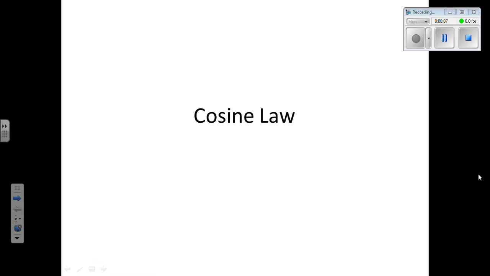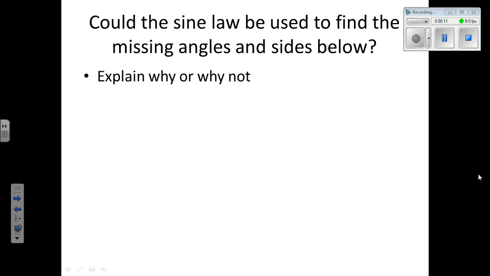Applied 30S students, today we're going to be talking about cosine law. You should be on page 14 in your booklet. Could the sine law be used to find the missing angles and sides below? Explain why or why not.